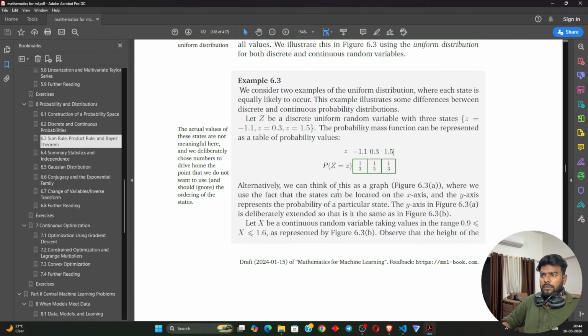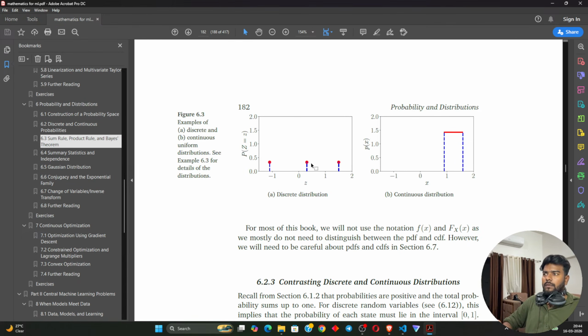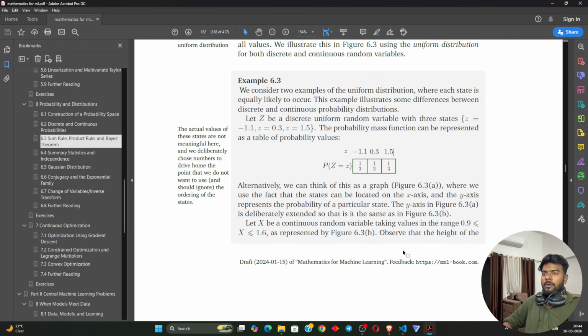Alternatively, we can think of this graph, the one made above, where we use the fact that 6.3, this graph, is deliberately extended so that it is the same as figure 6.3b.